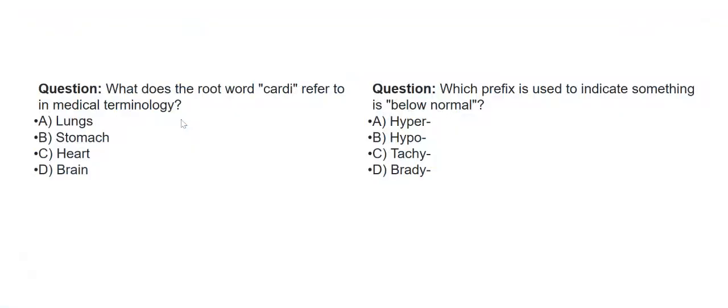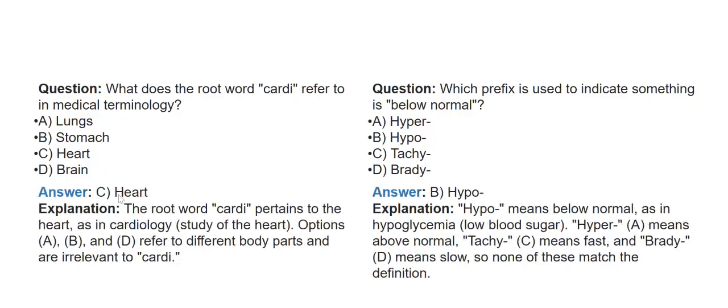Question 1. What does the root word cardi refer to in medical terminology? A. Lungs, B. Stomach, C. Heart, D. Brain. C. Heart, as the root word cardi, C-A-R-D-I, pertains to the heart, as in cardiology, study of the heart.